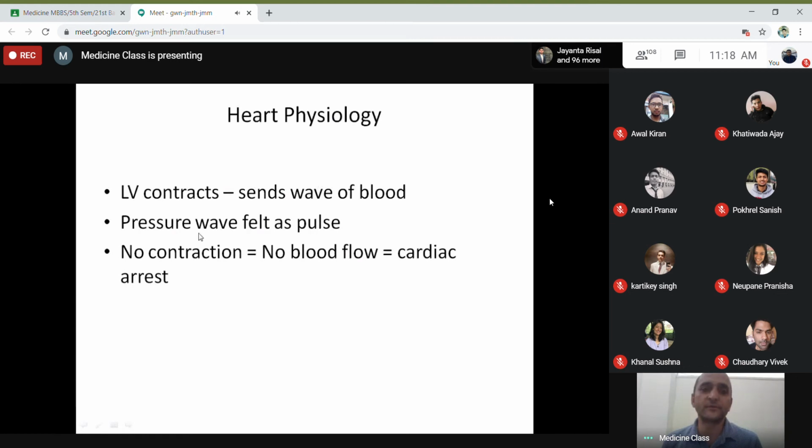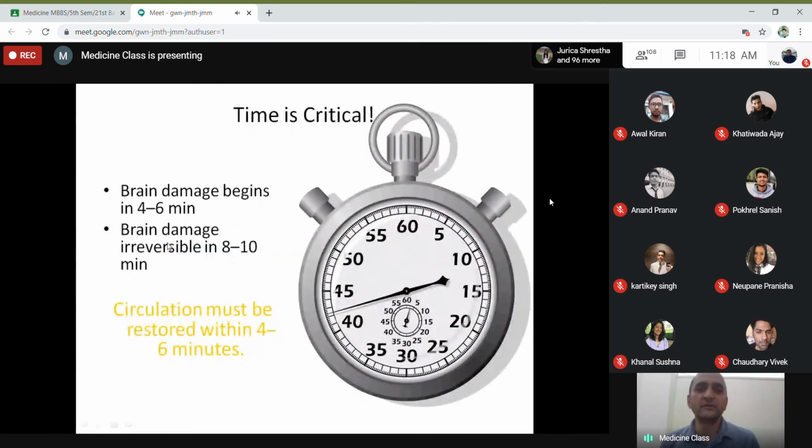So when we start CPR, our aim is to maintain the blood pressure and the pulse. Time is critical again. Brain damage begins in 4 to 6 minutes, so we should start CPR within 4 minutes to prevent brain damage. Brain damage is irreversible in 8 to 10 minutes. If we delay more than 10 minutes, we cannot save the patient.